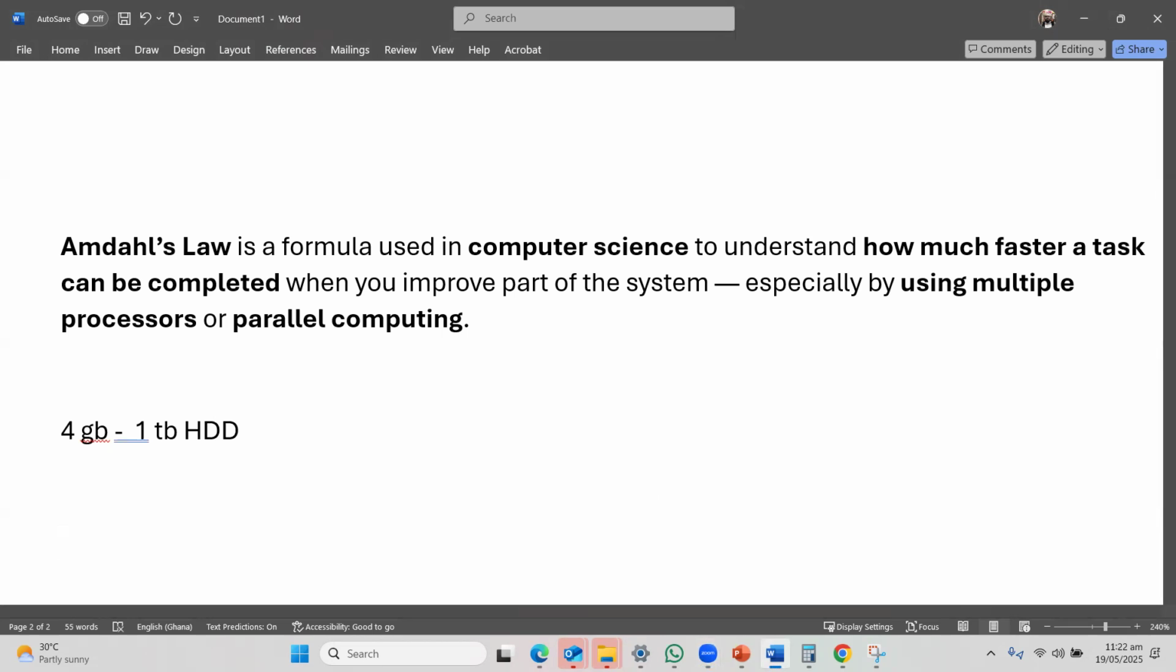Now, this computer which I have gotten, I can upgrade it. What can I upgrade? I can upgrade the memory. So I can make it 8 gig. And I can maintain the 1 terabyte HDD.